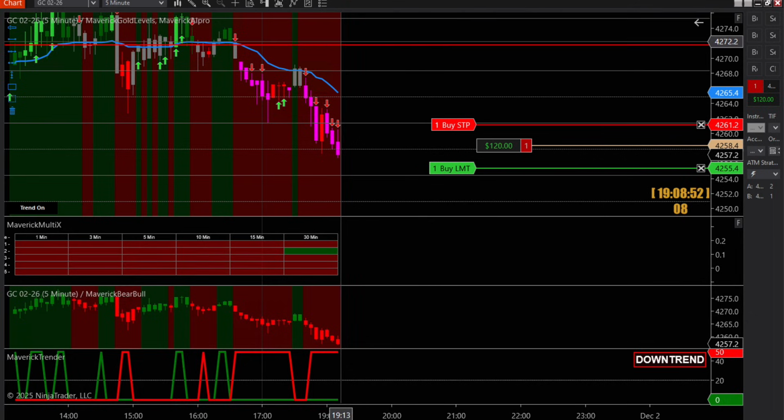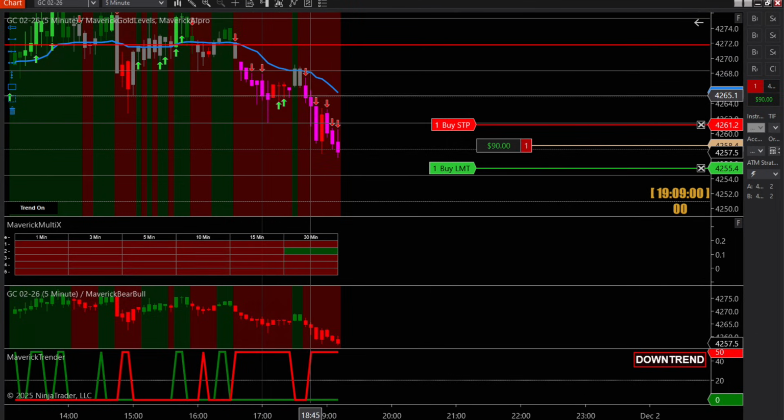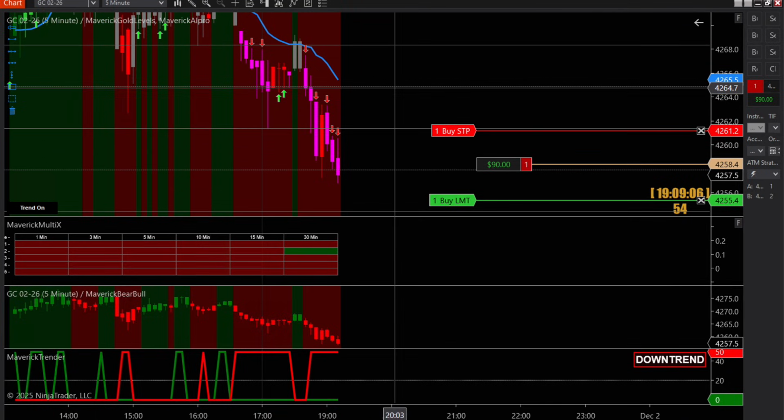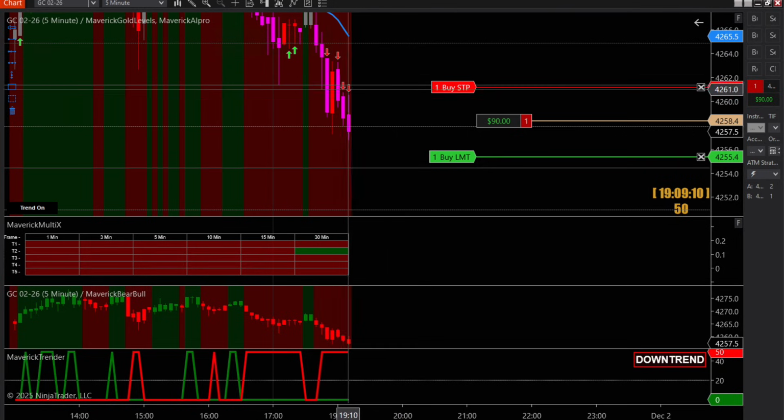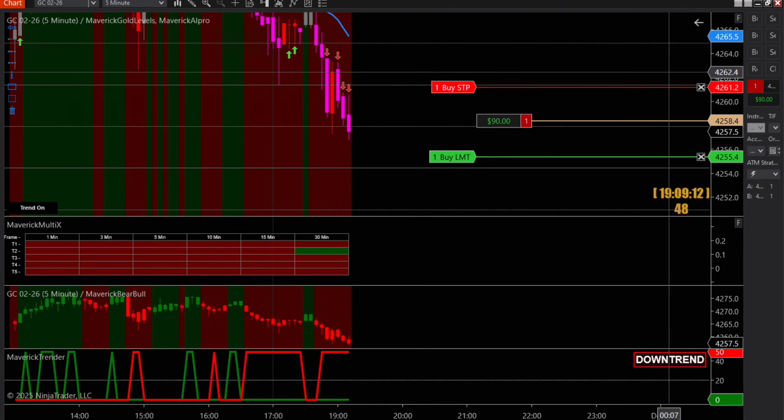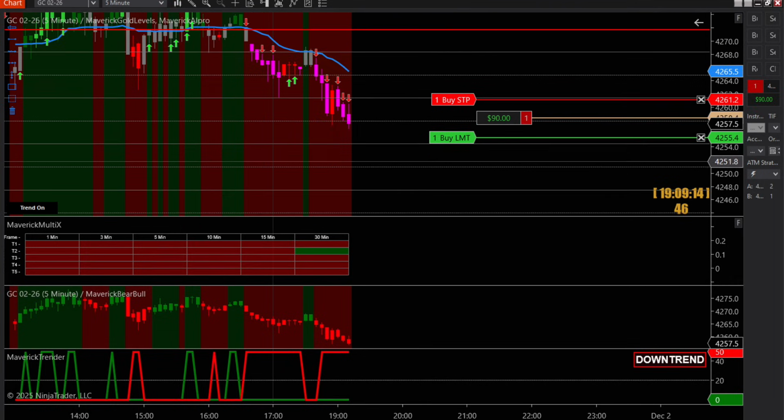So we have a red background. We are below the Maverick guide. This blue line, sorry, I got a lot going on here. This blue line is your Maverick guide. When we're below the Maverick guide, you go short. Watch all my other videos. You go short when you're below the Maverick guide. And then we got pink candles right here. If you see pink, it will most likely sink.